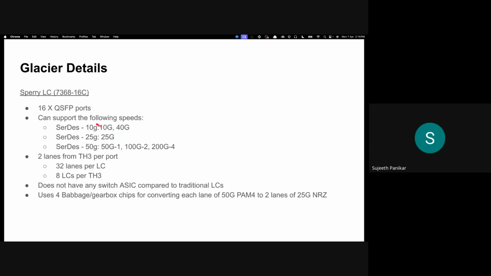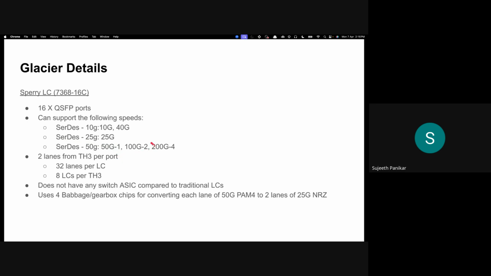That is denoted by lowercase g. Just one thing I want to bring up here. The second thing is, you will find speeds sometimes that have a hyphen. Let's say in the third bullet point here, you have 50G and you have 50G hyphen 1. The number after the hyphen indicates the number of lanes that it will have to use.